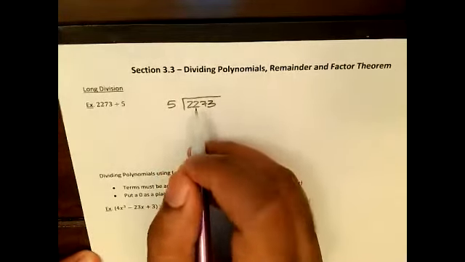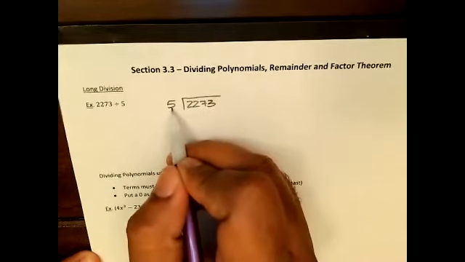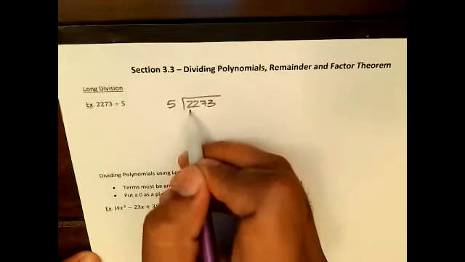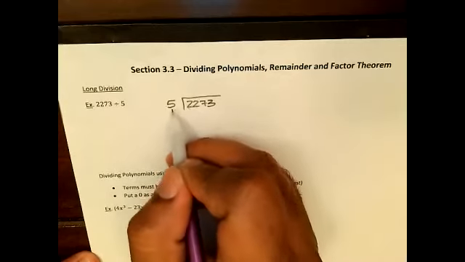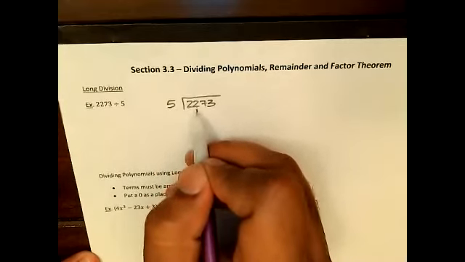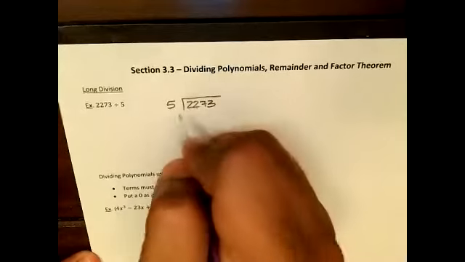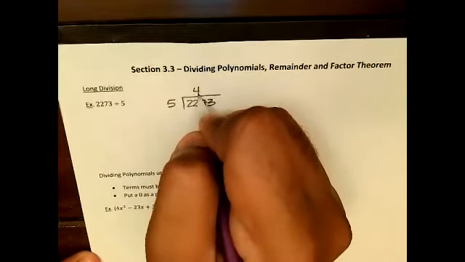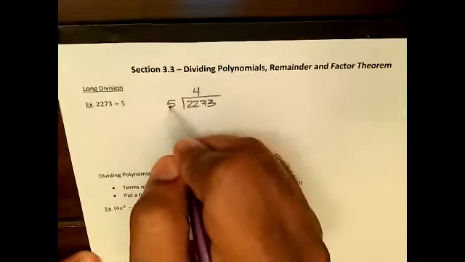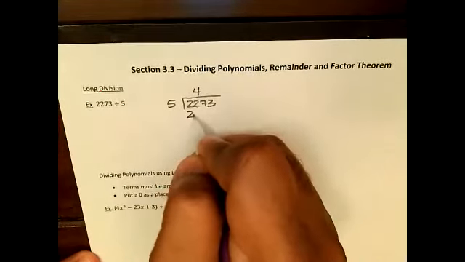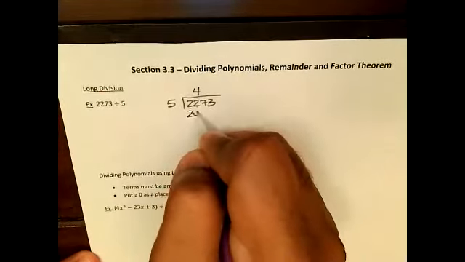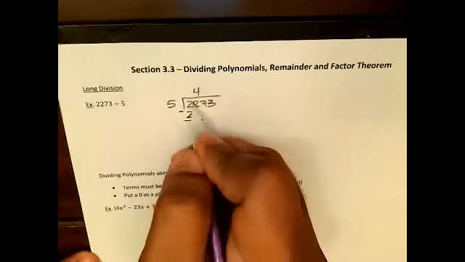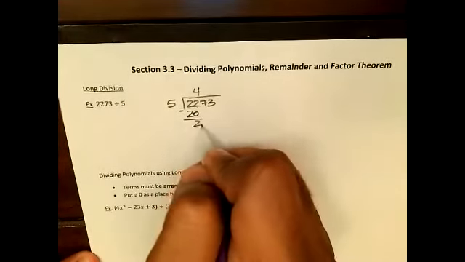Next I'm going to see, does 5 go into 2? 5 does not go into 2. So then we look at the next number, which is another 2. Does 5 go into 22? 5 does go into 22, 4 times. So I'm going to put a 4 up here, and then multiply 4 times 5. 4 times 5 is 20. I'm going to write 20 underneath the 22, and then subtract them. You always subtract. So 22 minus 20 gives me 2.